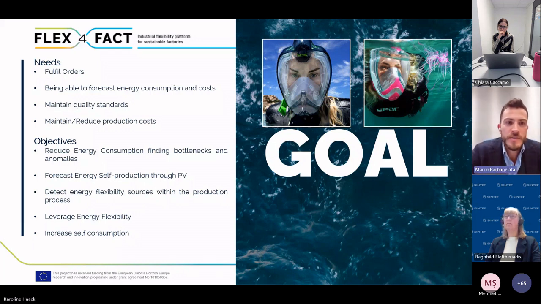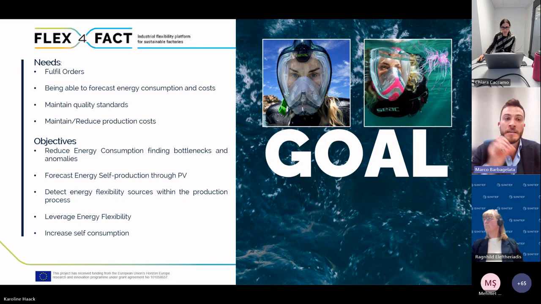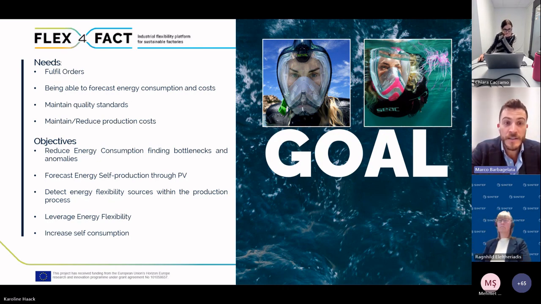Yes. So, of course, they are a business. So even though the introduction was very romantic, their goal is to fulfill orders, being able to forecast their energy consumption and the costs, of course, being a key component in their business model, maintain quality standards, this is paramount, and maintain or, in some cases, reduce production costs. The objectives within the project were to reduce energy consumption, finding bottlenecks and anomalies in the consumption itself, being able to forecast energy self-production capacity, meaning when am I going to be able to use my own energy for the production. If possible, detect energy flexibility sources within the production process, the molding process that I've mentioned, and leverage that flexibility to increase self-consumption for their production capacity. Next slide, please.